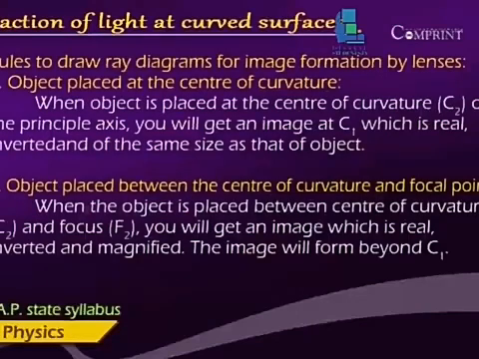Number 4. Object placed between the center of curvature and focal point. When the object is placed between the center of curvature C2 and focus F2, you will get an image which is real, inverted and magnified. The image will form beyond C1.